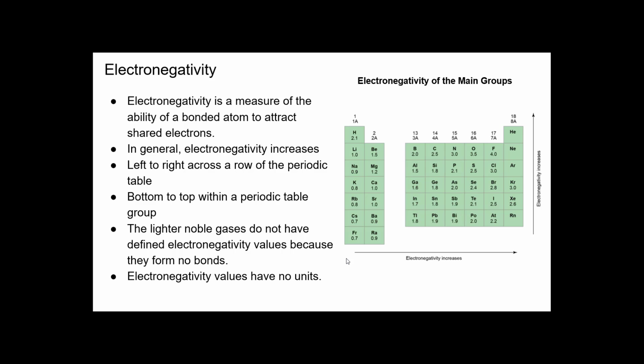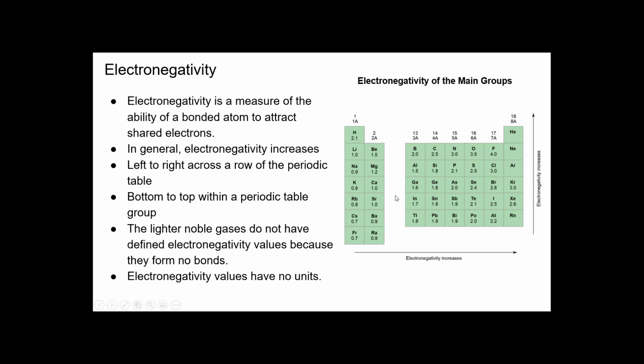Electronegativity. Electronegativity is a measure of the ability of a bonded atom to attract shared electrons. Think of this as a tug of war. The stronger element is going to hold the electrons closer to it and away from the weaker one. Fluorine is the most electronegative atom. It's going to pull the electrons way over to it. Noble gases aren't counted here because they're pretty happy on their own. They don't like to be bothered, so we don't include them.